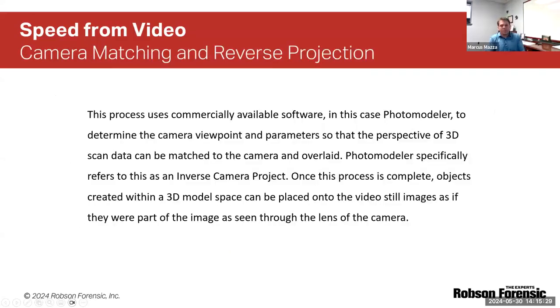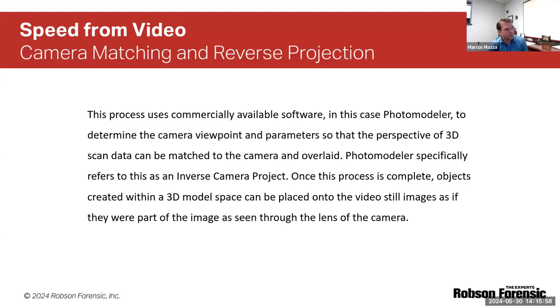So that was our first analysis. We're now going to move on to a second method that we use. So we're going to do the same analysis, basically speed from video of the same video, but we're going to use another technique that we often use. This technique is called camera matching and reverse projection. In this case, we're going to use a commercially available software program called PhotoModeler. There are others on the market. PhotoModeler is one of the ones that we use here at Robson.